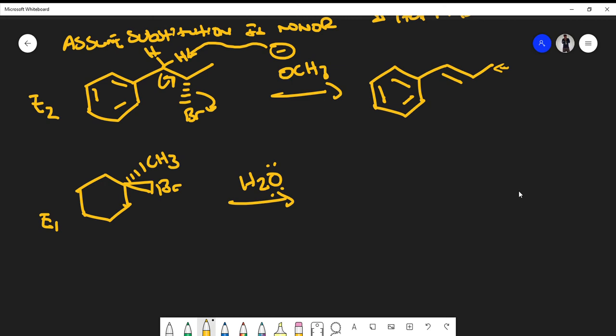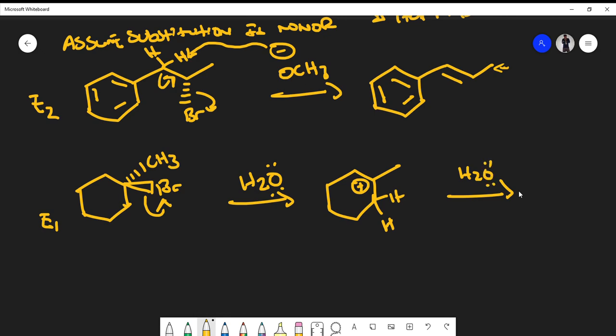Again, assuming that substitution is minor here, the bromine leaves and I form a carbocation. Then water comes in, attacks the hydrogen and forms a double bond. So my major product would be something like this. Again, a tertiary alkyl halide and a weak base, and for all of these, assume that substitution is minor.